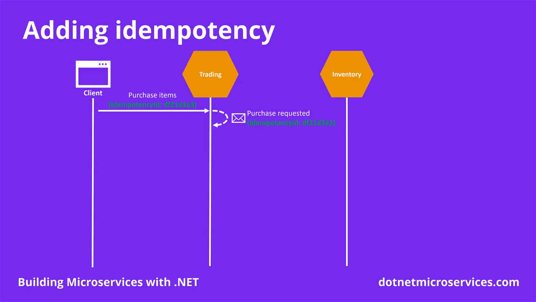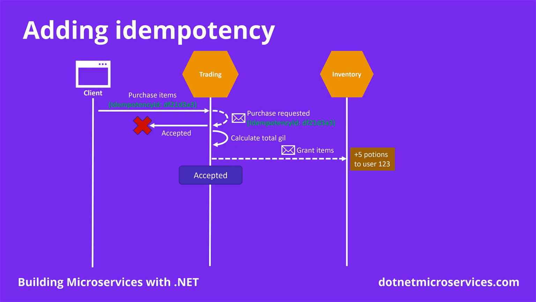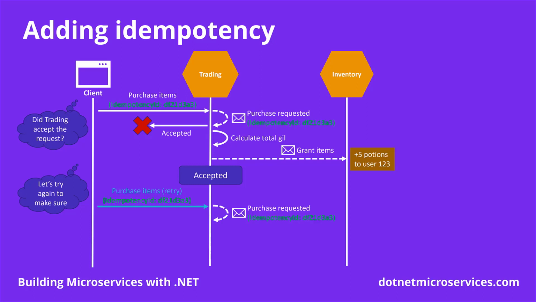Just as before, the response never makes it back to the client. But regardless, the purchase state machine starts and eventually asks inventory to grant 5 potions to the user's inventory bag. The state machine has moved to the accepted state. Again, the client recovers from the network issue and wonders if the purchase request was ever accepted. So it decides to perform a retry, but this time it has been keeping track of the idempotency ID and uses it as part of the retry request. Trading gets the request and fires the purchase requested event with the idempotency ID, after which it sends the accepted response back to the client.